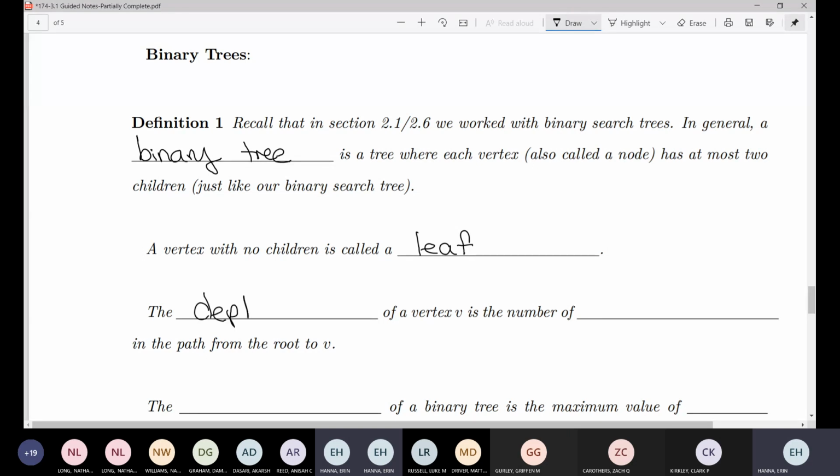The depth, which we will abbreviate as D of V, of a vertex V is the number of edges in a path from the root to that vertex. So if you start at the very top, how many edges do you have to pass through to get to that vertex you want to talk about? That's going to be the depth of that vertex.